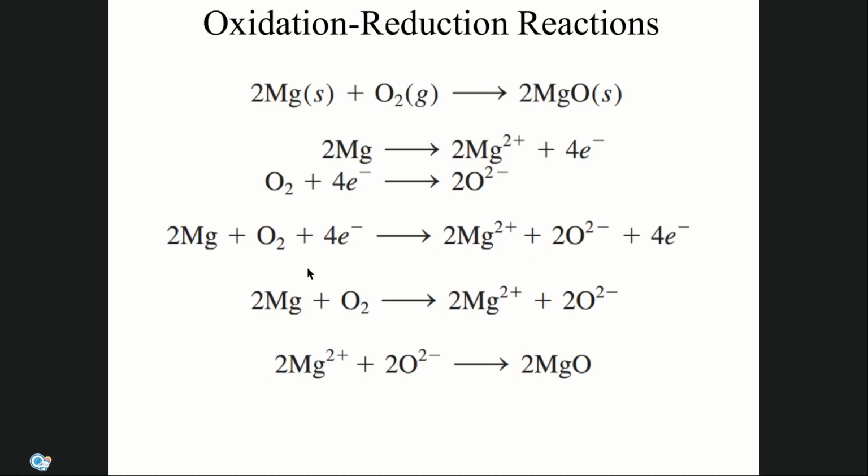Or if we cancel the electrons that appear on both sides of the equation, we can write the short form of this ionic reaction.